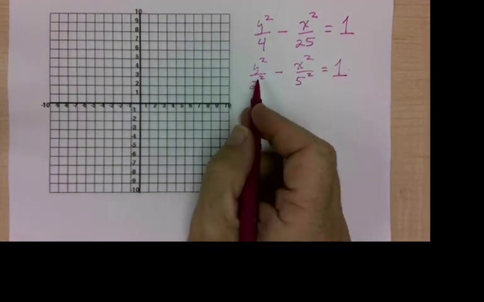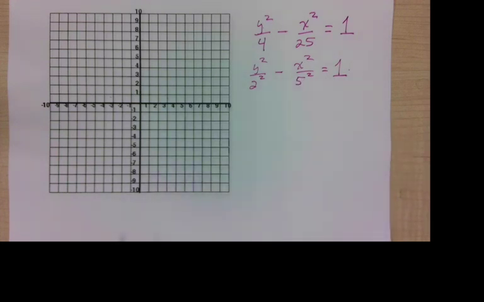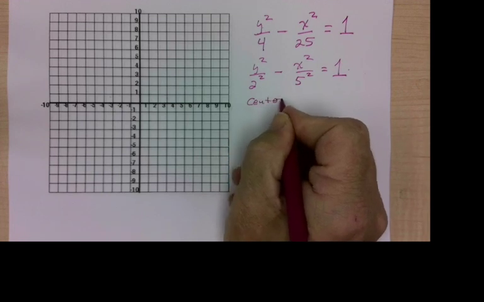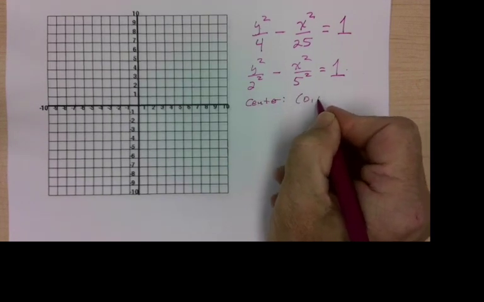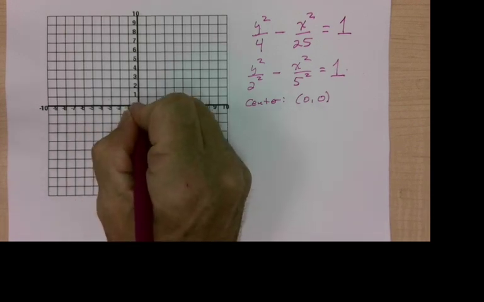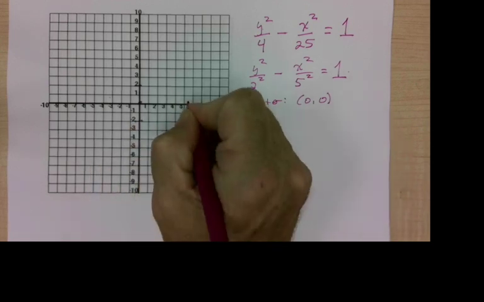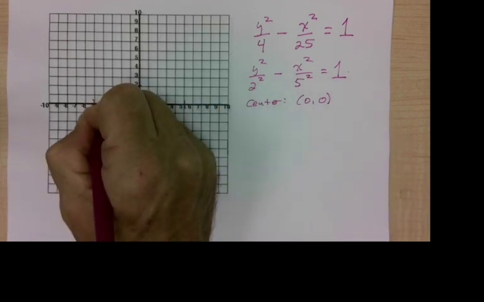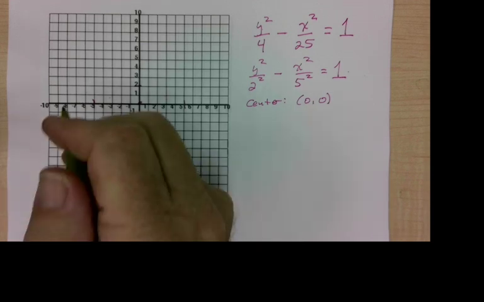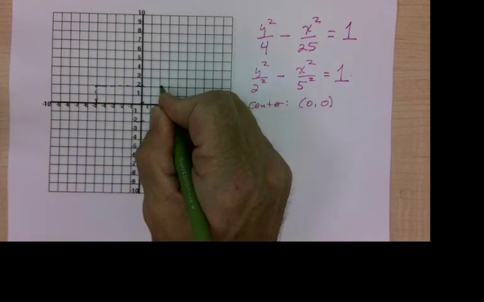So in the y direction, we're going to go up 2, down 2. In the x direction, we're going to go over 5, back 5. So our center here is still 0, 0. So knowing that our center is at 0, 0, y up 2, down 2, x over 5, back 5, I'd like to draw in that box that will define our asymptotes as well as our vertices.